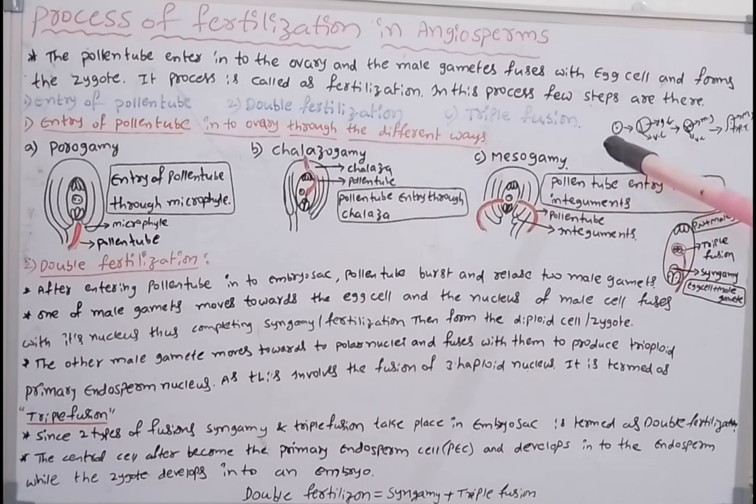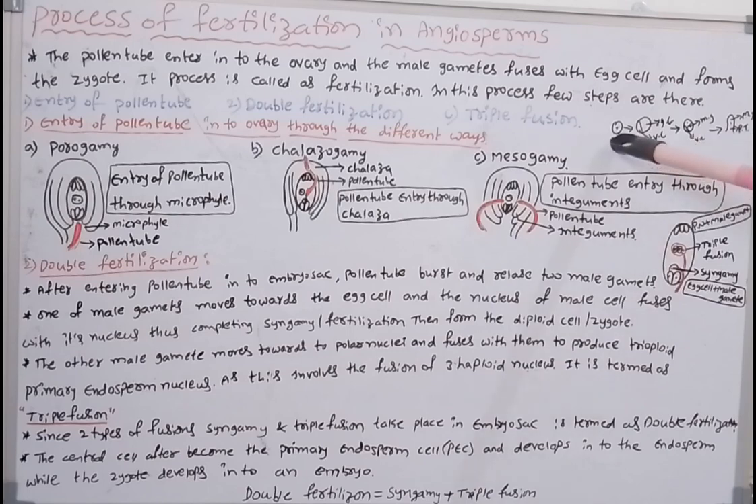First, the development of the male gamete. This is the pollen grain. The pollen grain divides once and forms one generative cell and one vegetative cell. Next, the generative cell divides once again and forms two male gametes, and the vegetative cell forms the pollen tube. This is the development of male gametes.